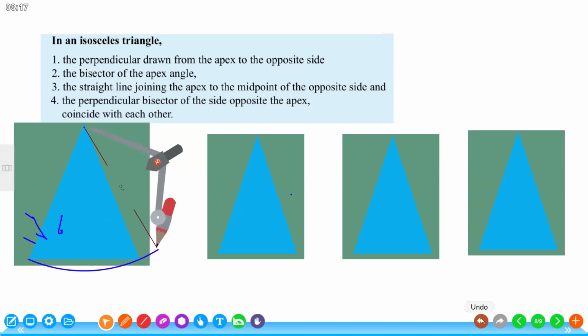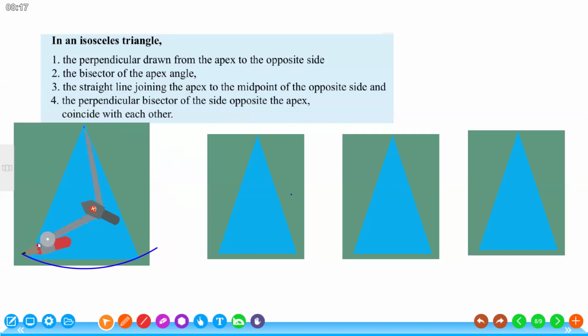Students, I'm going to draw a perpendicular to the base from the apex. Here. This meets the base in 2 points. So we have to draw the two sectors from this point.